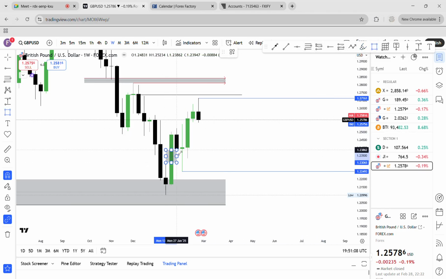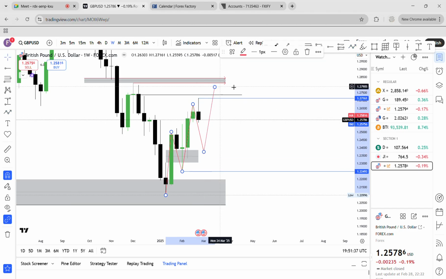There was a fair value gap right here that we came to. This is what we seek: external liquidity, or however you may call it. Then we reprice, or we rebalance inefficiency, which is right here. Like I explained, we seek external liquidity, we come back to internal liquidity, then seek another external liquidity, then come back to internal liquidity to seek another external liquidity.